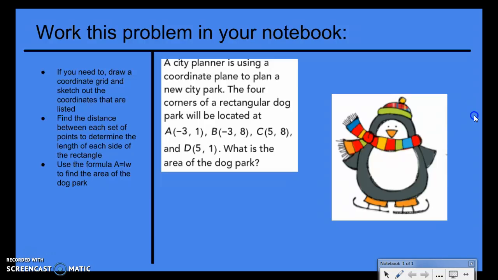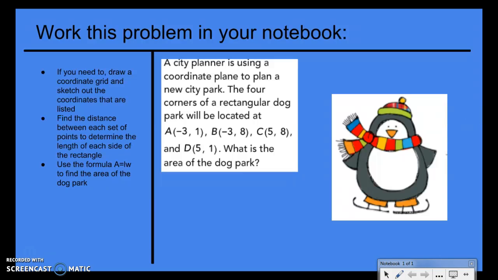It's totally fine. Again, earlier in the video I talked about how you can grab some graph paper if that's still open. Find the distance between each set of points to determine the length of each side of the rectangle. So before you do step 2, go ahead and plot your 4 points. Okay, so create your coordinate grid or your coordinate plane, whatever you want to call it, and plot your 4 points. Your goal is to figure out how tall your rectangle is and how wide your rectangle is. Alright, and your formula is right here. Use the formula area equals length times width to find the area of the dog park.